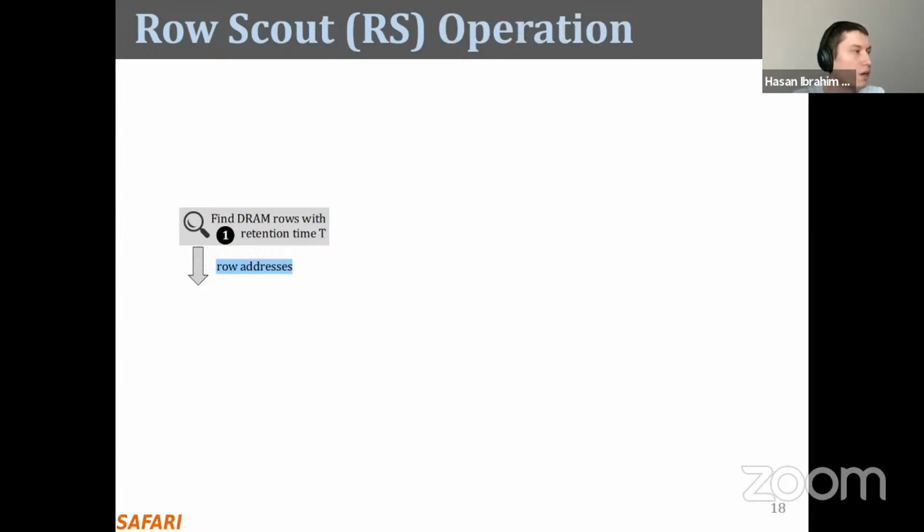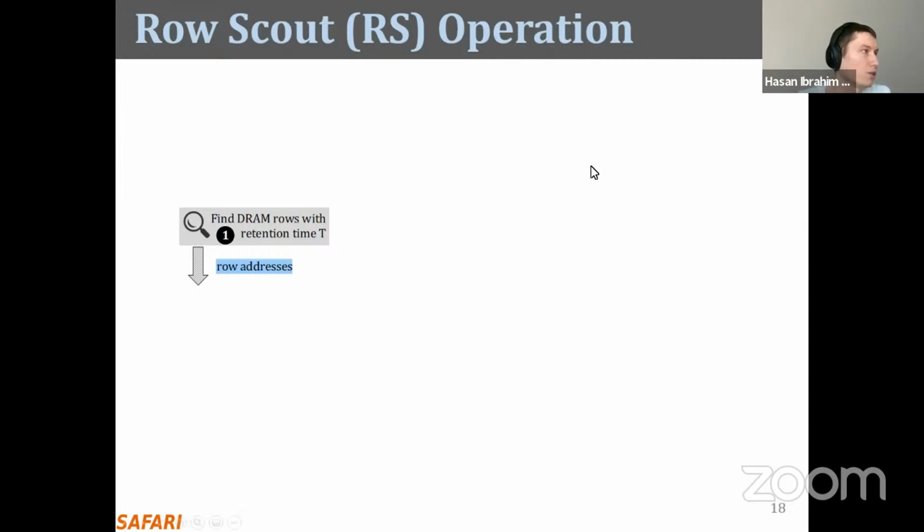So I will have a flow diagram here in this slide. First, Row Scout finds DRAM rows with retention time T. Initially, we start with some very low retention time. Let's say 64 milliseconds, well, at 64 milliseconds, ideally, we should not observe any bit flips. So let's start with something small, but not too close to 64 milliseconds. Let's say 100 milliseconds, right? So at 100 milliseconds, theoretically, there can be retention failures, at least at very high temperatures.